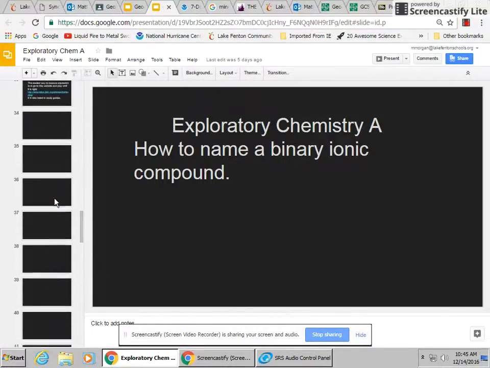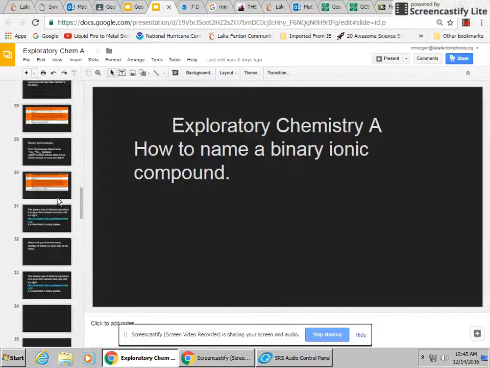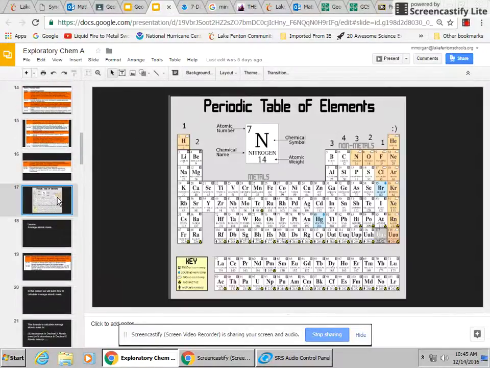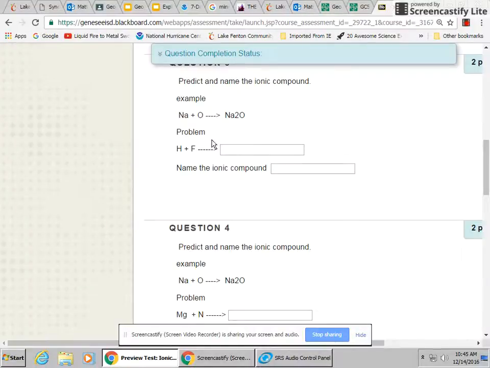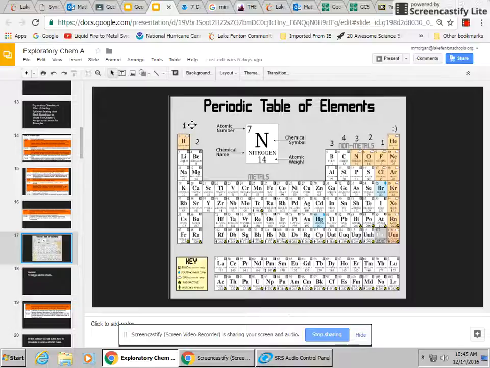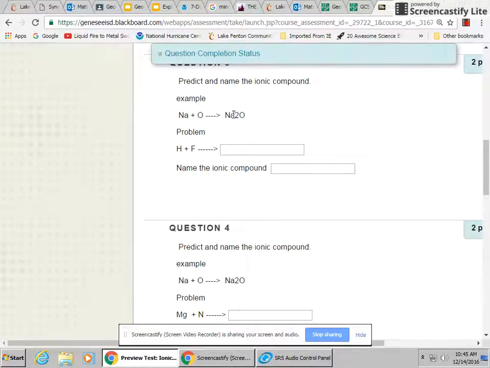If you don't know how to do something, go through the PowerPoint. And on here, I've instituted a couple of different things like the charges on the periodic table. And just right here, all you do for this one is put the charge on top and cross them and place them as a subscript, or in this particular case, you can't, you just put it in there. So you got Na plus O. You look at Na, that's a 1, O, that's a 2, and then you cross them. So in this particular case, it's going to be Na2O.